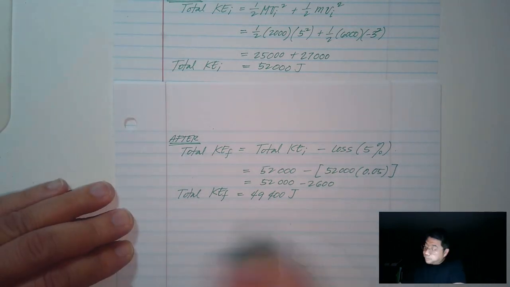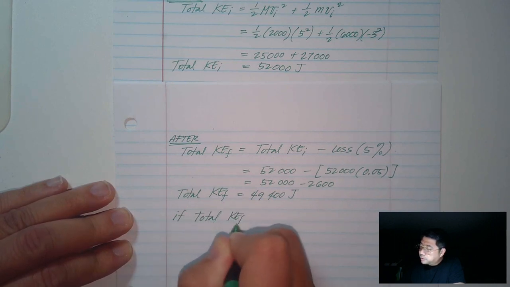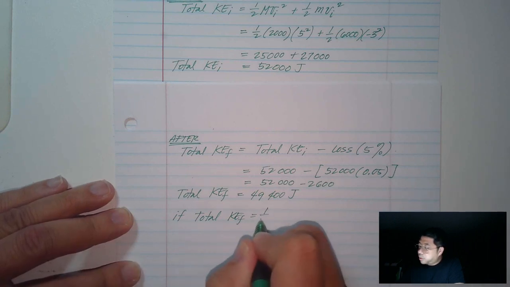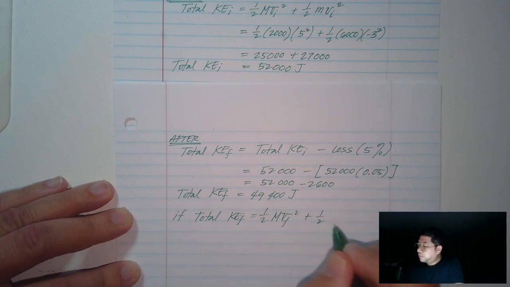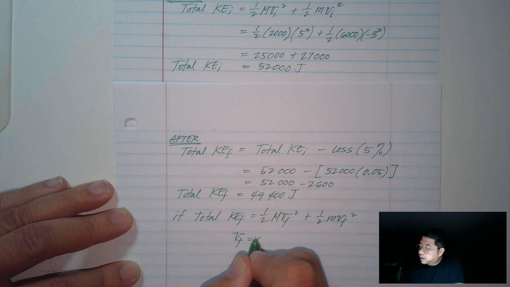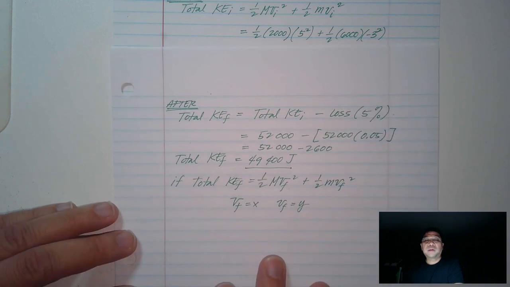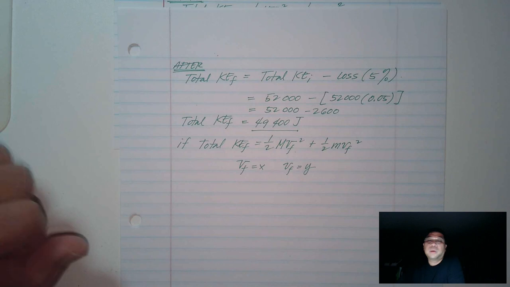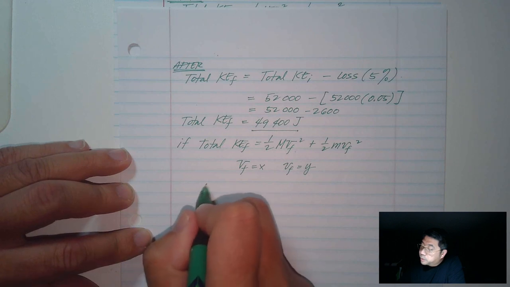Now, the total kinetic energy after can also be expanded into 1/2 m v_f squared plus 1/2 m v_f squared, without forgetting that the capital V_f is x and the lowercase v_f is y. Let us plug in the total kinetic energy final, which is right here, 49,400.